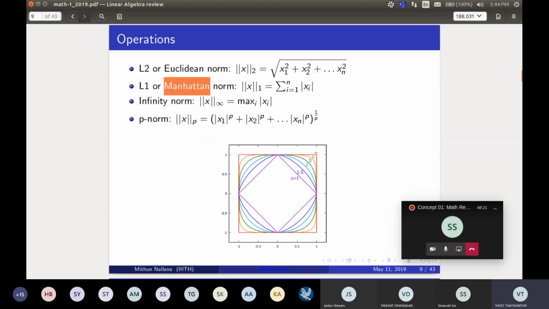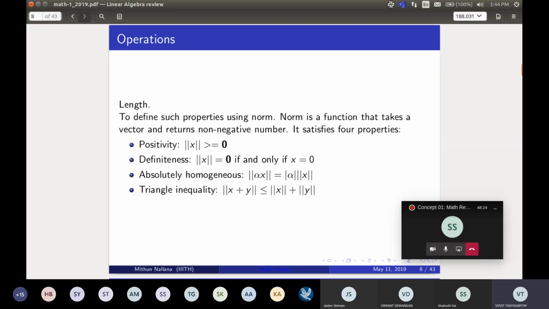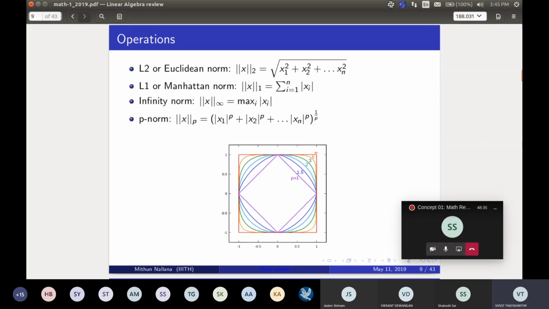Seeing the Euclidean norm, whatever we have defined as length, root over x1 square plus x2 square, which we in general define as the distance between the point and the origin, that is called the L2 norm or Euclidean norm. Here we just square the numbers, sum them, and then take the square root. Now what if we add just the absolute values of each individual value, say mod x plus mod y? That is called the L1 norm or Manhattan norm.